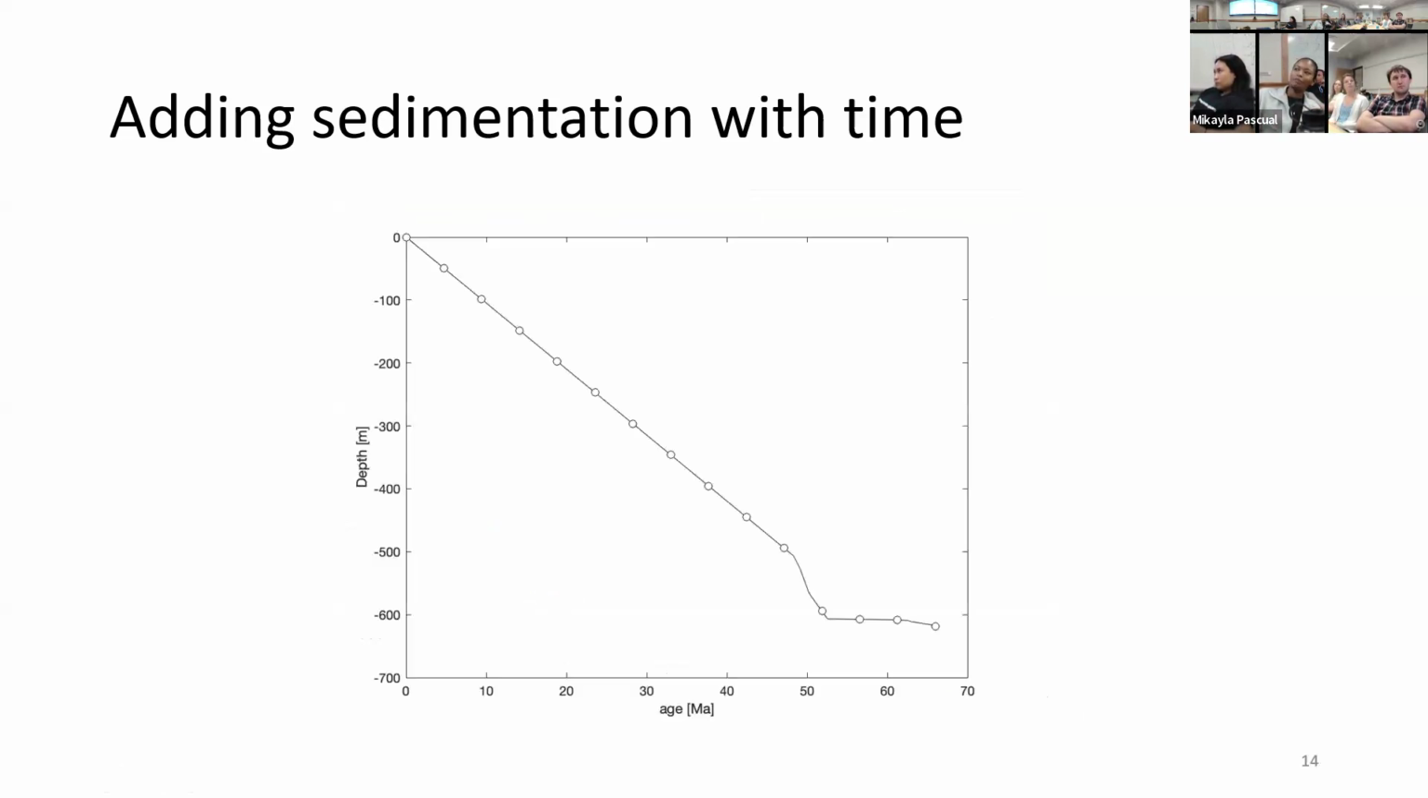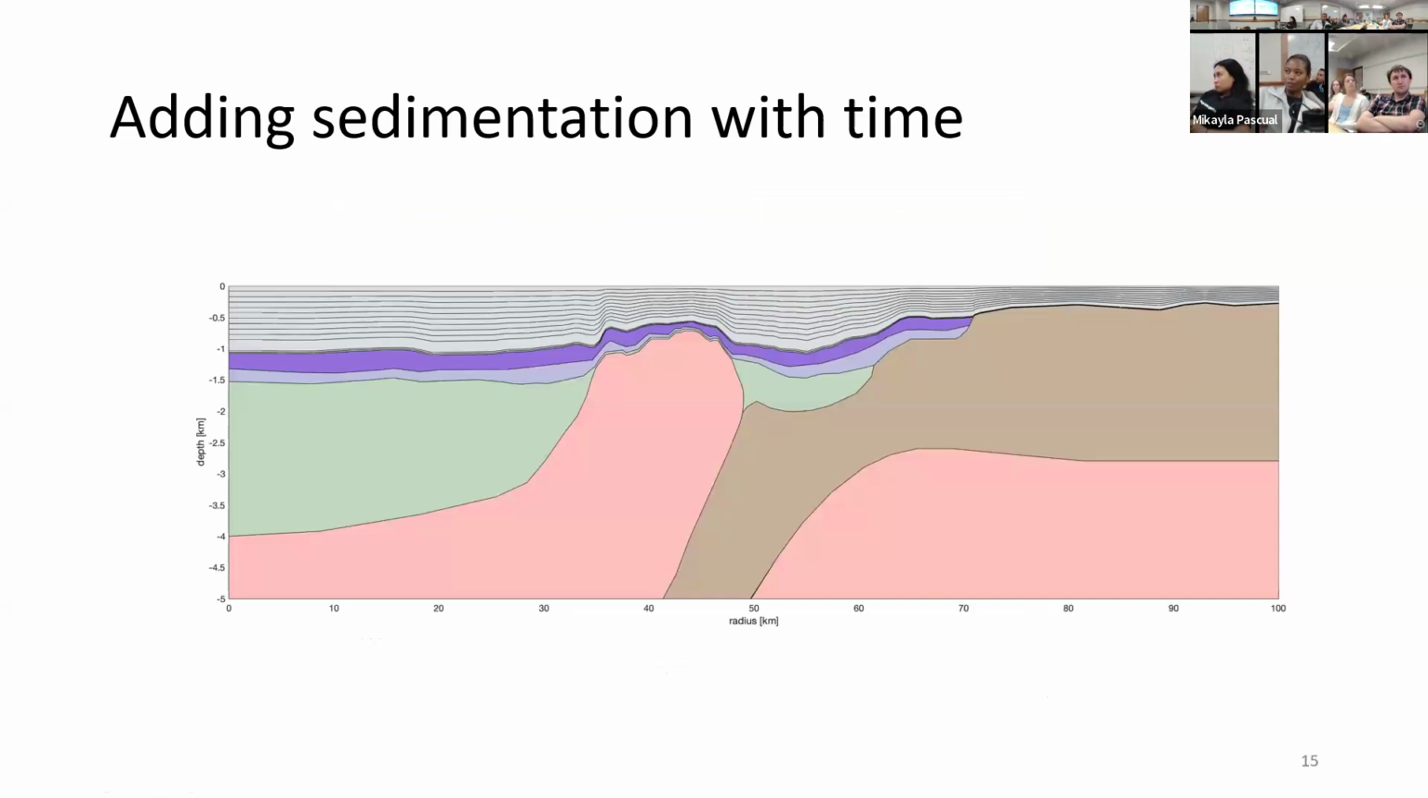So we decided to use this linear relationship to get to the current sediment levels that we see in the borehole. And then using that, this is the new geometry that we hope to get. So the idea is that with varying time steps, we add a new layer of sediment. And hopefully that can help trap some heat within the system.